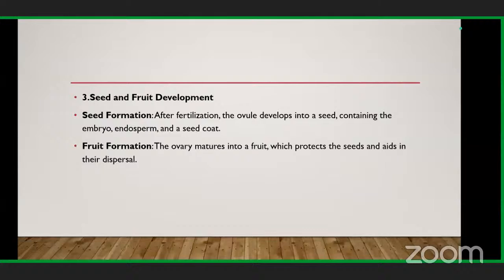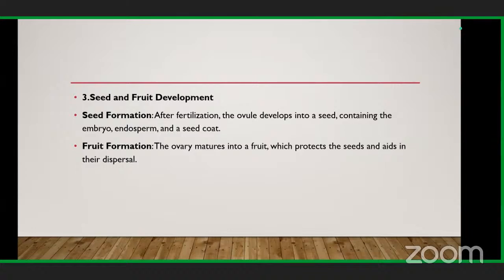Next is seed and fruit development. After double fertilization, the seed will form. After fertilization, the ovule develops into a seed containing the embryo, the endosperm, and a seed coat. So the ovule will develop into a seed, and the seed contains the embryo, the endosperm, and a seed coat.